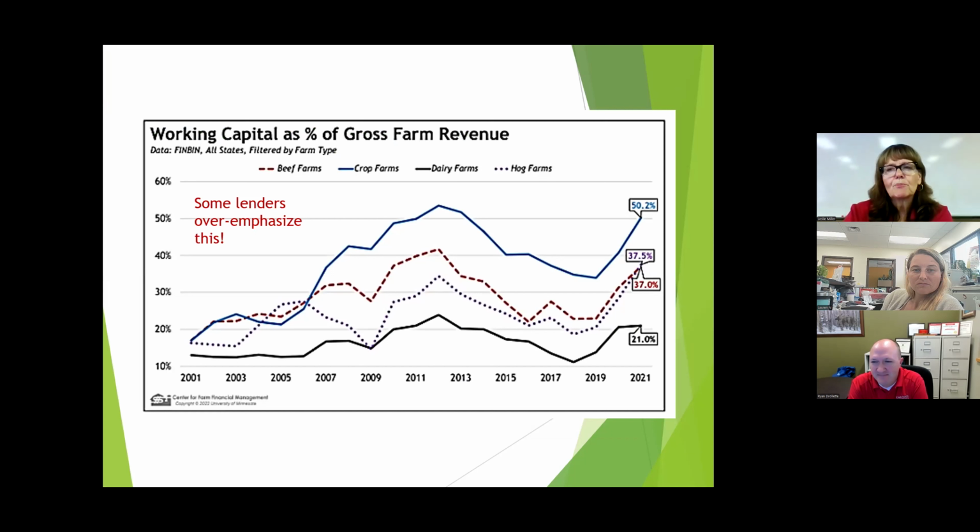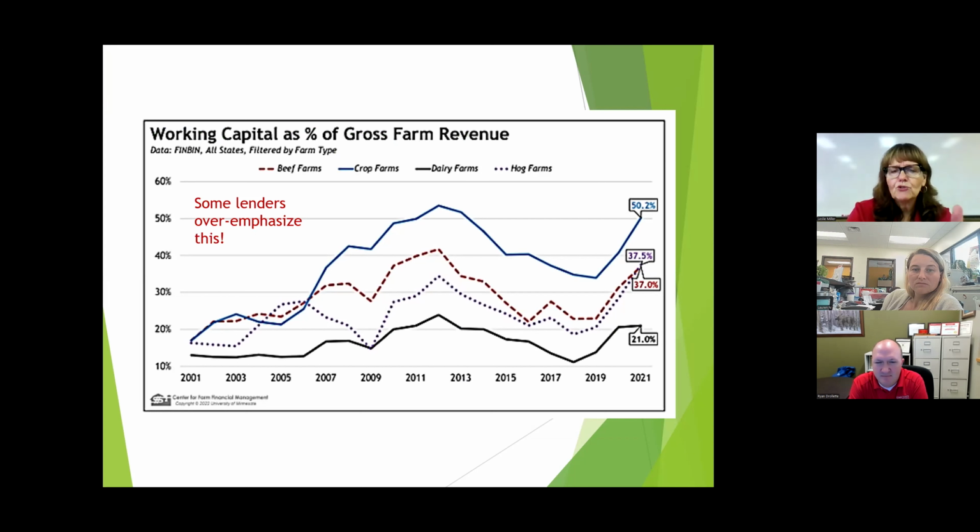So there's a lot of lenders that put emphasis on working capital as a percent of farm revenue. And I think that's a good ratio, but I just wanted to show you how much it can fluctuate over time and how different it can be for the different types of operations that are out there. And the same thing is true with the current ratio.